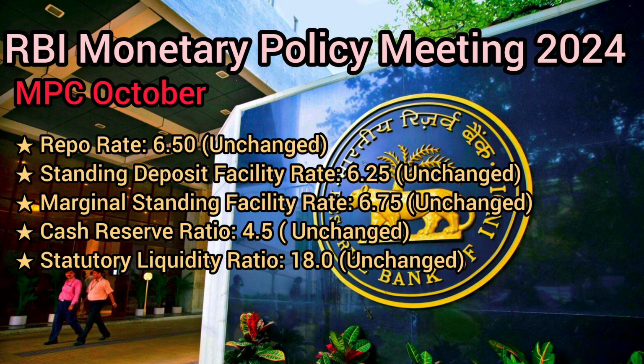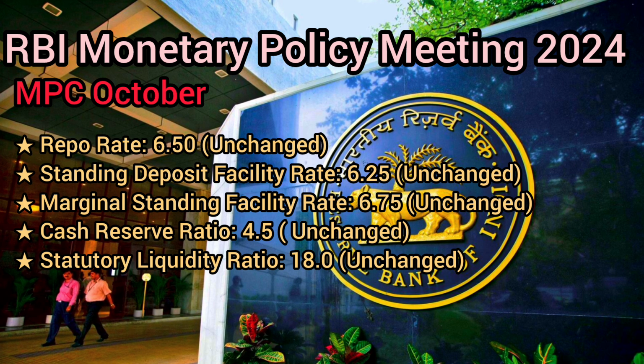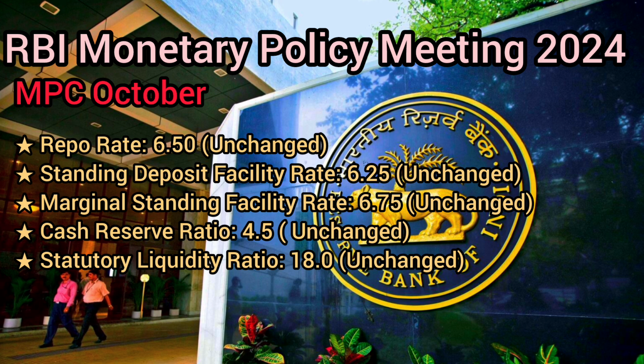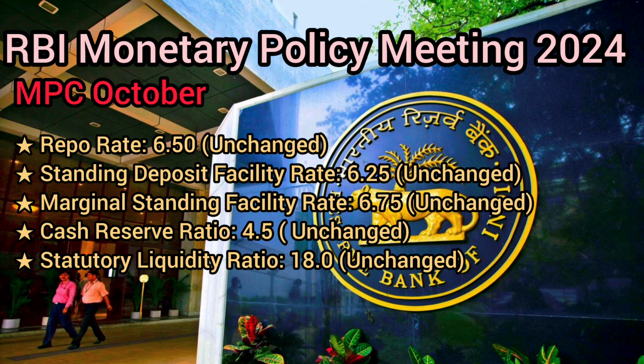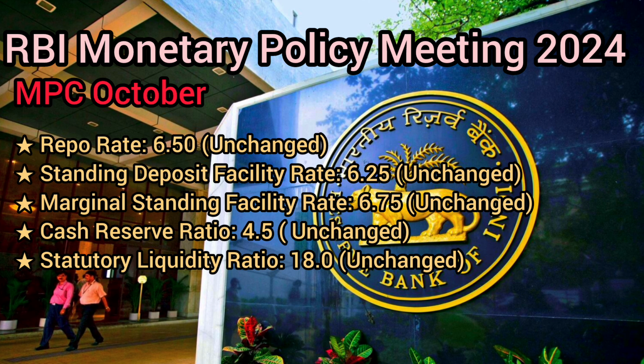The repo rate is the rate at which the RBI lends money to commercial banks. A lower repo rate makes borrowing cheaper, while a higher rate makes it more expensive. Keeping it unchanged at 6.5% suggests that the RBI is aiming to balance inflation control while supporting economic growth. It indicates that they are cautious about increasing borrowing costs in a potentially uncertain economic environment.